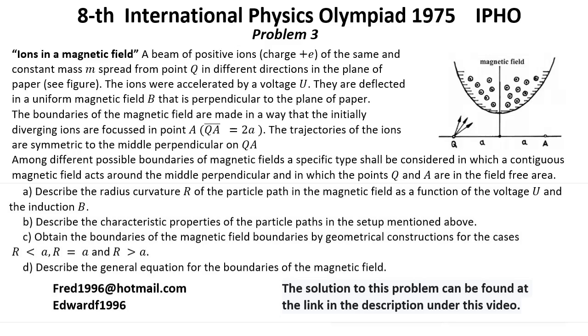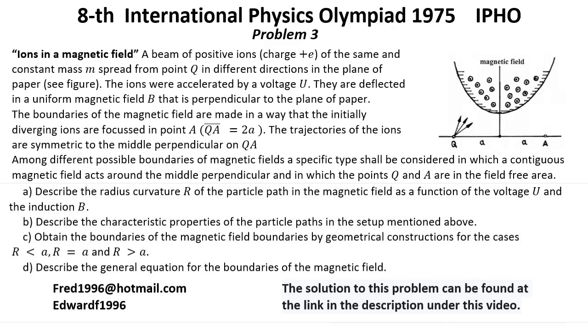The boundaries of the magnetic field are made in a way that the initially diverging ions are focused in point A, QA equal to a. The trajectories of the ions are symmetric to the middle perpendicular on QA. Among different possible boundaries of magnetic fields, a specific type shall be considered in which a continuous magnetic field acts around the middle perpendicular and in which the points Q and A are in the field-free area.